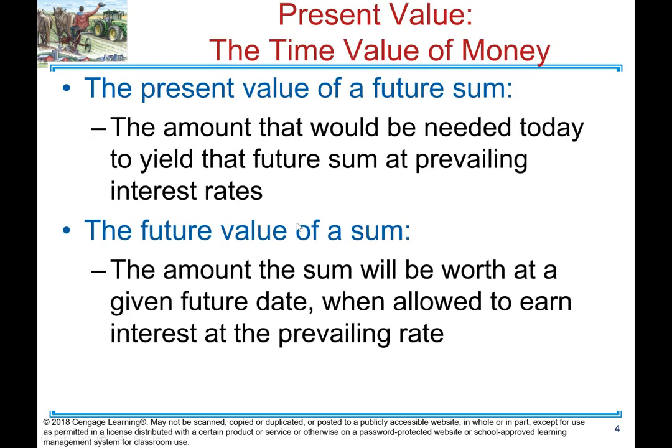Present value, the time value of money. The present value of a future sum is the amount that would be needed today to yield that future sum at prevailing interest rate. The future value of a sum is the amount the sum will be worth at a given future date when allowed to earn interest at the prevailing rate.